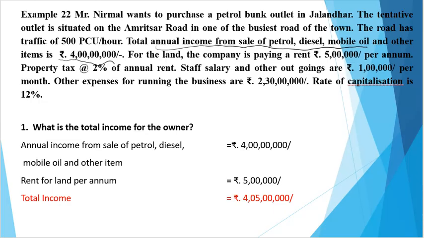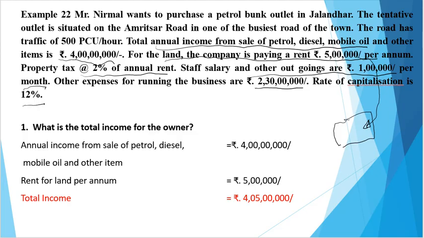For the land, the company is paying 5 lakh per annum. So the land is of the owner and the company is paying 5 lakh per annum as rent of this land to the owner. Property tax is at the rate of 2% of annual rent. Staff salary and other outgoings are 1 lakh per month. Other expenses for running the business are 2 crore 30 lakh. The capitalization rate is 12%.